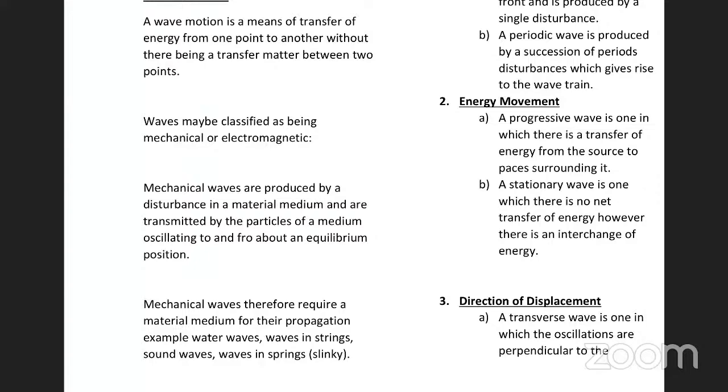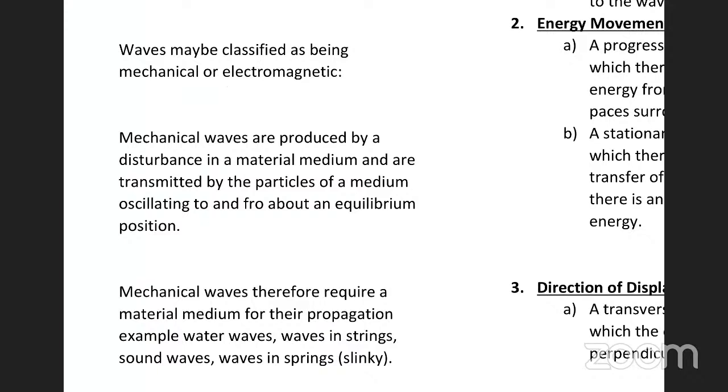Waves may be classified as being mechanical or electromagnetic. Mechanical waves are produced by a disturbance. What's an example of a wave like that? What's an example of a wave that is produced by a disturbance? Right, very good, a sound wave.